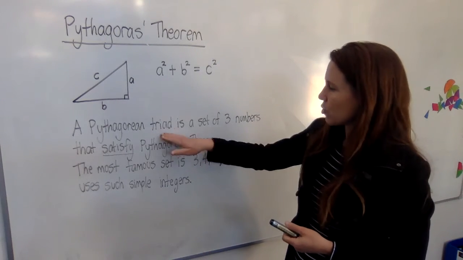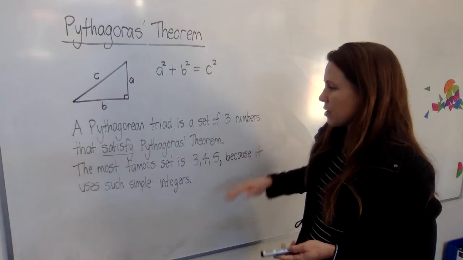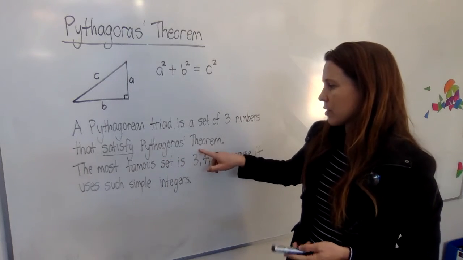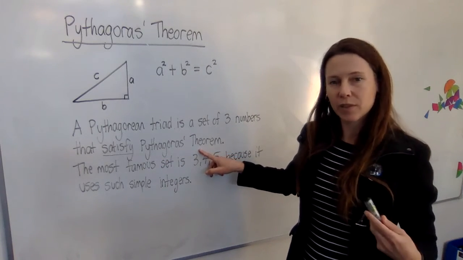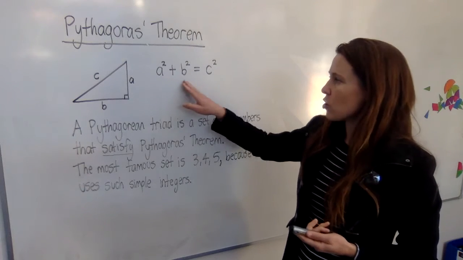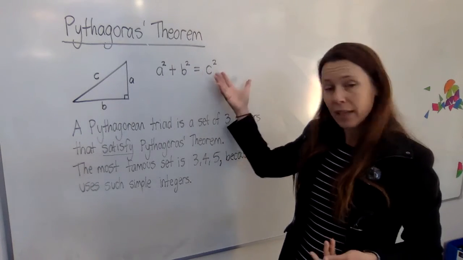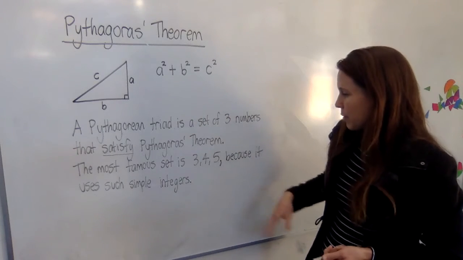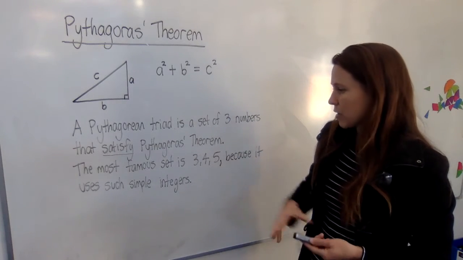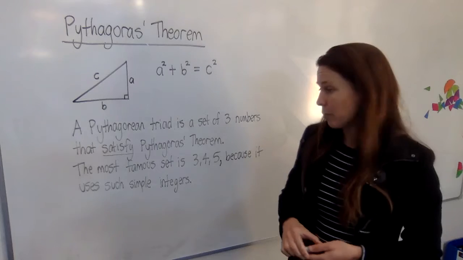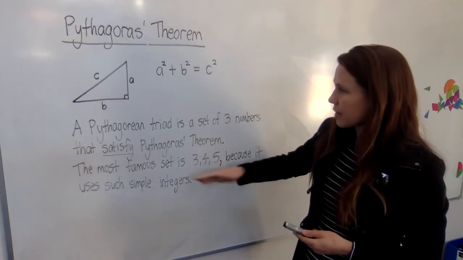Now, a Pythagorean triad is a set of three numbers that satisfy Pythagoras' theorem. What do I mean by satisfy? Well, I mean you can substitute them into this equation, and they'll make it true. Now, the most famous set is 3, 4, 5 because it uses such nice simple whole numbers or integers. So let's write this down.